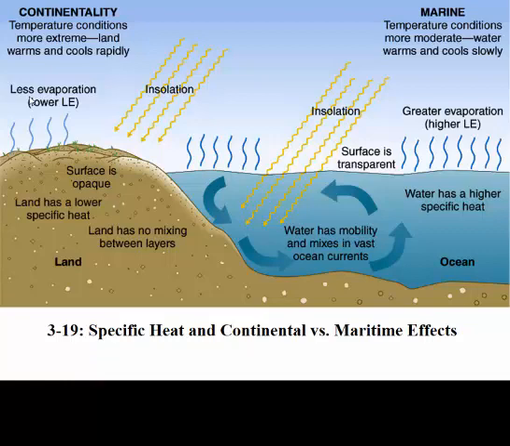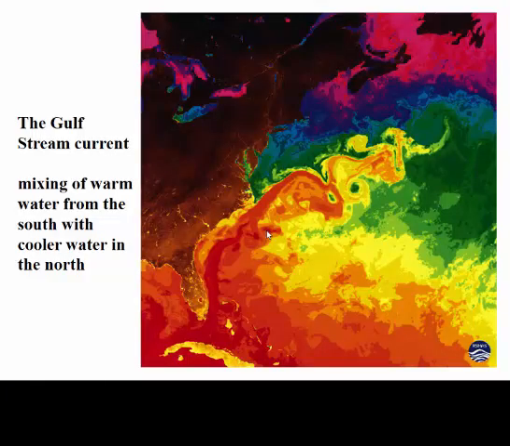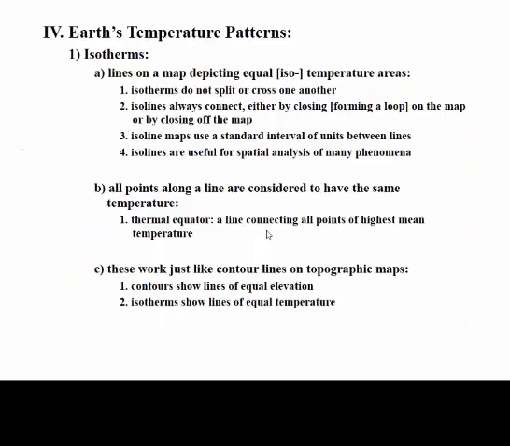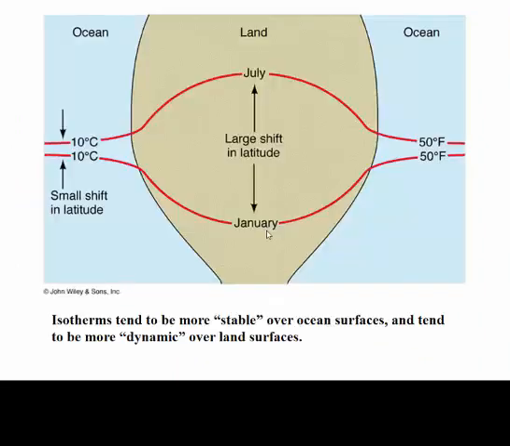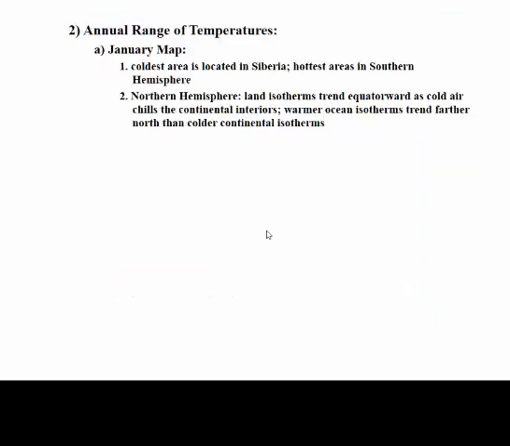Specific heat and continental maritime effects, I've talked about this before. Insolation doesn't have to go too far into the land, but with water, it penetrates much further and it has to heat it up more. We can see the Gulf Stream, so the mixture of warm water from the south, cooler water in the north. We have isotherms. I've had essays on isotherms in the past. So you can see some of these isotherms here, lines of the same temperature.